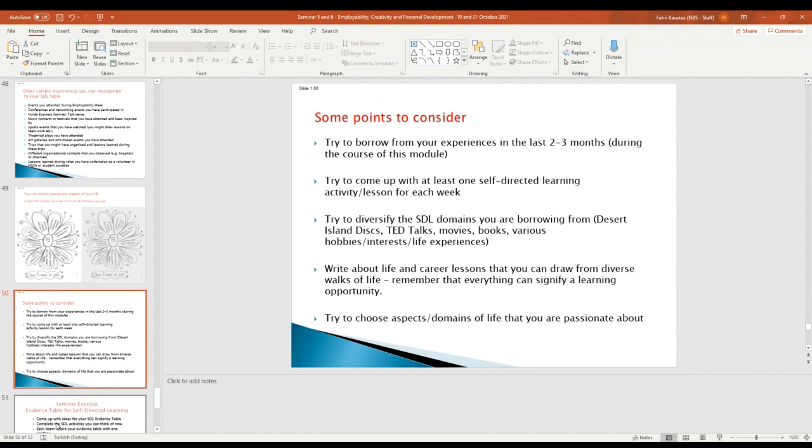Try to come up with one activity, in total 6 activities, okay? And try to diversify the domains. You can choose desert island discs, TED Talks, movies, books, hobbies, interests, workshops, etc. But choose things that you are passionate about. Choose things that really excite you. And please populate this table.